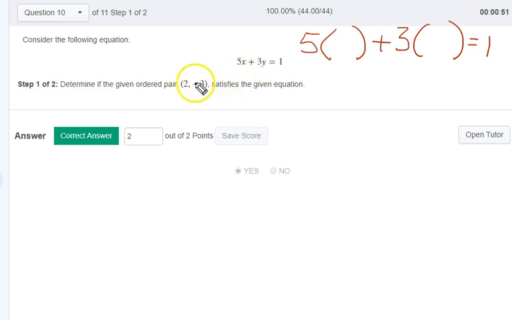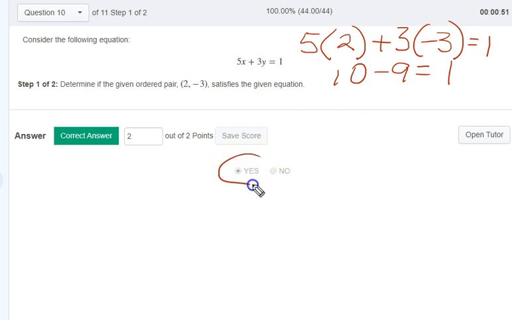Now on this one, they're just asking whether or not this ordered pair makes this statement, which is in standard form, a true statement. So where the x is, you substitute the 2. Where the y is, you substitute the -3. And you go 5 times 2 is 10. -3 times 3 is a -9. Does that equal 1? Yes. So the answer is yes. Now, some of these are real easy, but again, take your time, double check your work. You want to get as many points as possible.